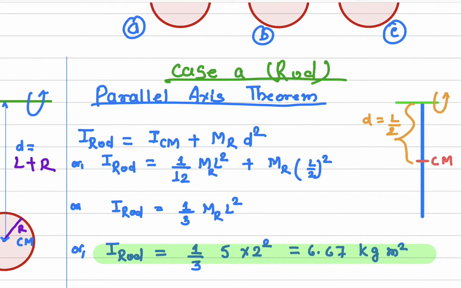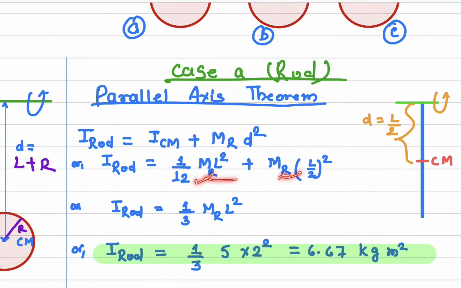In this case, the distance is L over 2. The total length is L and it's a homogeneous rod, so the center of mass will lie exactly halfway. So this distance will be L over 2. And remember, the moment of inertia of a rod about its center of mass is given by this formula. You have to memorize this one or keep it in mind.